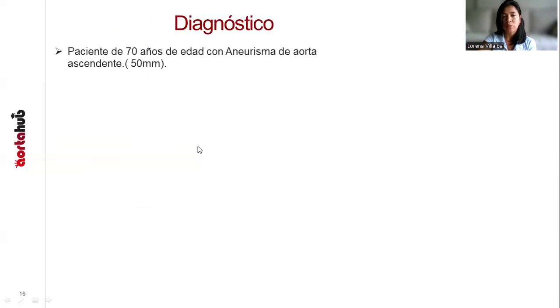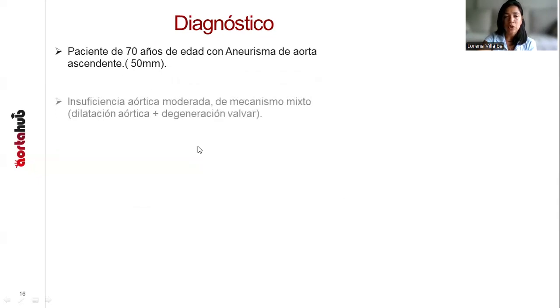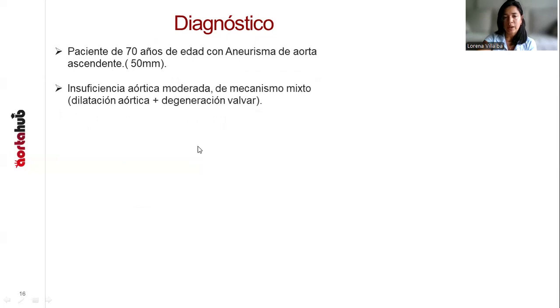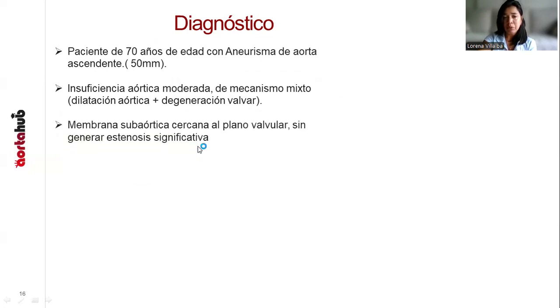Thus, we have a 70-year-old patient with an ascending aortic aneurysm in the tubular section measuring 50 millimeters at its widest point, due to a moderate aortic regurgitation of mixed origin, likely resulting from aortic dilation and valve degeneration. And we were able to observe that there is a subaortic membrane near the valvular plane that does not lead to significant stenosis, and no aortic coarctation.